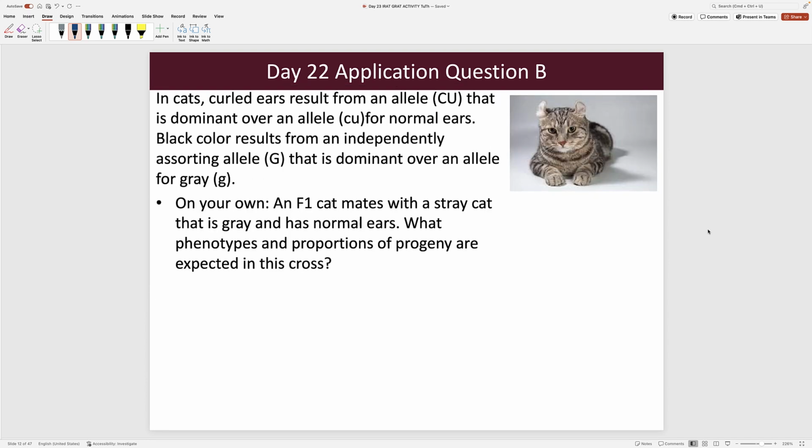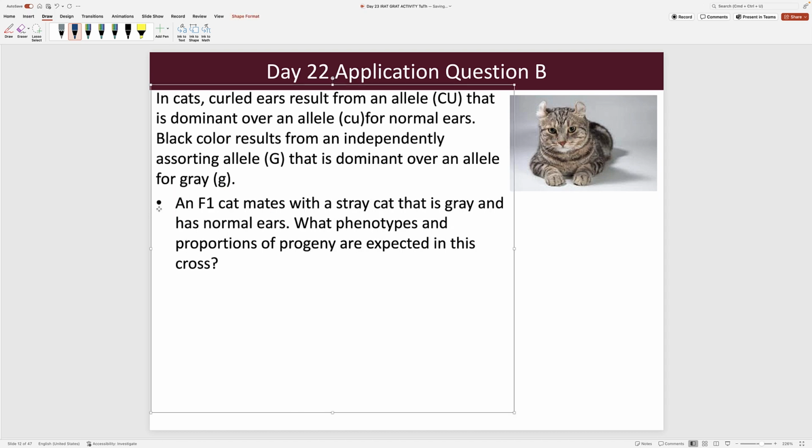The next question, the last question, it says do it on your own, but we'll do it here. We'll just get rid of that then. An F1 cat mates with a stray cat that is gray. So again, remember our F1 cat was big C, big G, little g. And it mates with a gray cat that has normal ears. So normal ears tells us they will be little c, and gray we know is going to be little g. What phenotypes and proportions of progeny are expected from this cross?